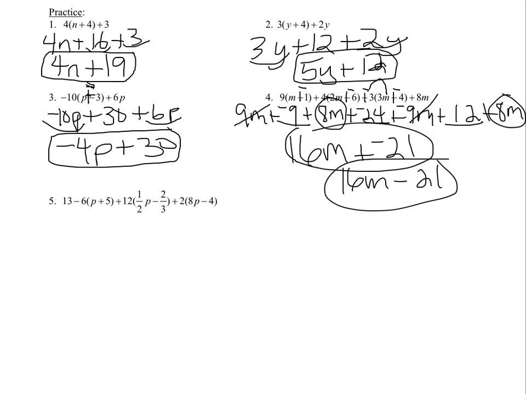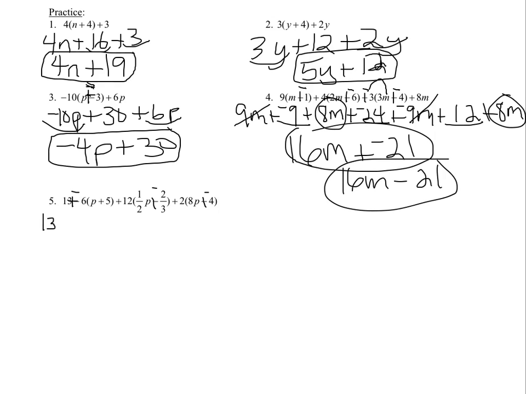Okay. Now, let's look at this last one. Okay, and we've got a lot of subtractions, and I threw in some fractions here. So let's change all our subtractions to additions. We're going to make this plus a negative 6 plus a negative 2/3 and plus a negative 4. So here we're going to have 13, and doing our distributive first.